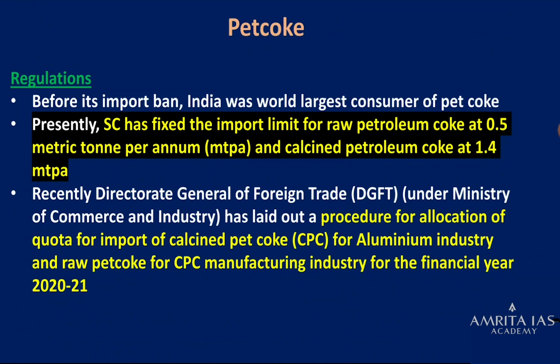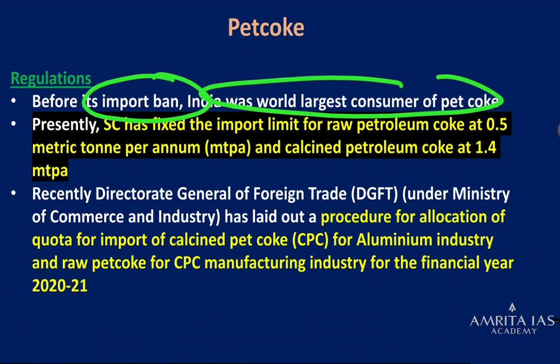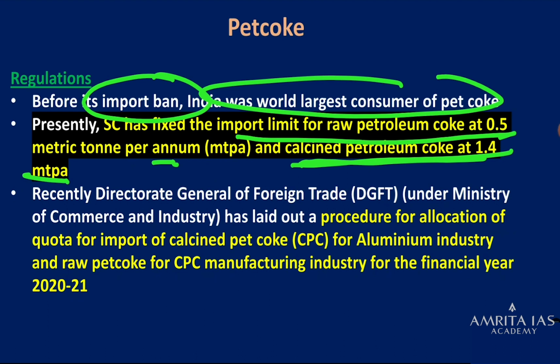So, as we discussed, before the import ban India was the largest consumer of pet coke, and the Supreme Court has fixed the import limits for raw pet coke and for calcined pet coke at 1.4 million metric tons per annum. Okay, so just remember there is a quota now. Earlier no quota was there. We are importing a lot of things, but we are now not importing this.